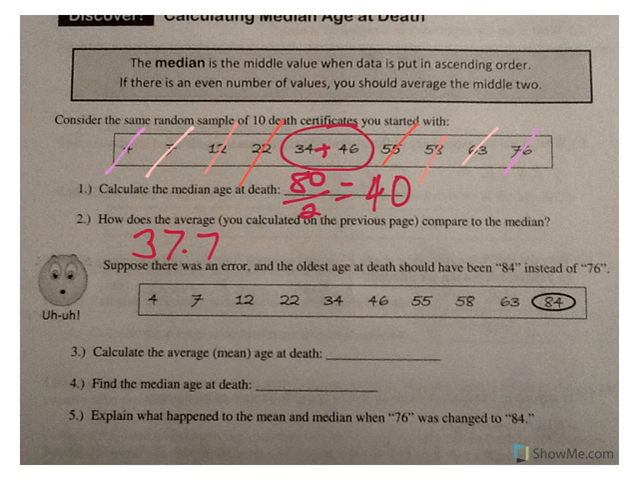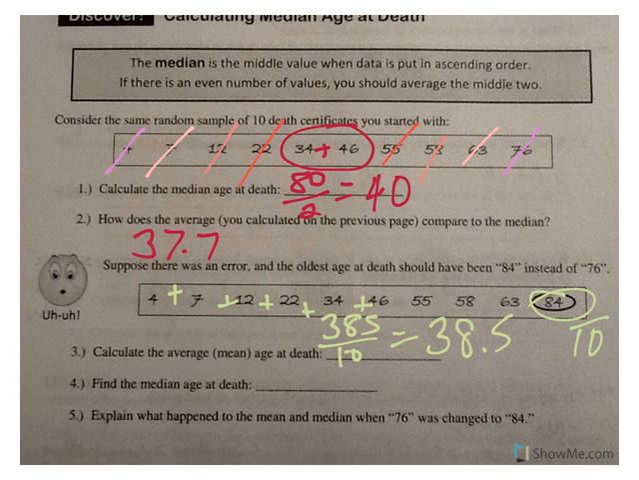When you look at this next piece of data, which is just kind of fun, we say, uh oh, what if that last number should have been an 84 instead of a 76? How does that change things? To find the mean, remember we add them all up, so add all these numbers and divide by 10. When we add them all up with that 84 there, we get 385 divided by 10. So the average is 38.5.